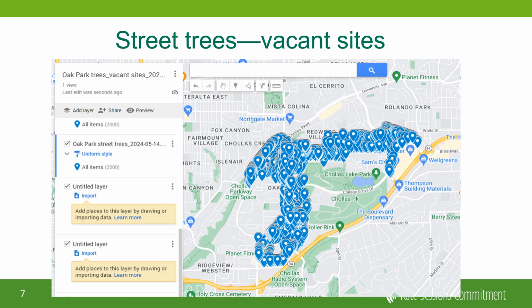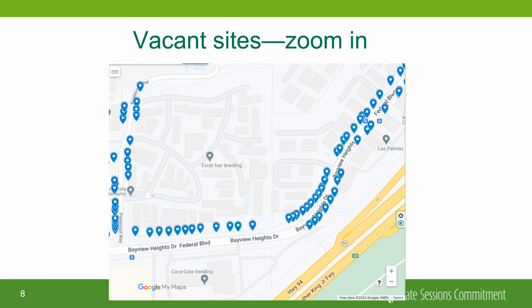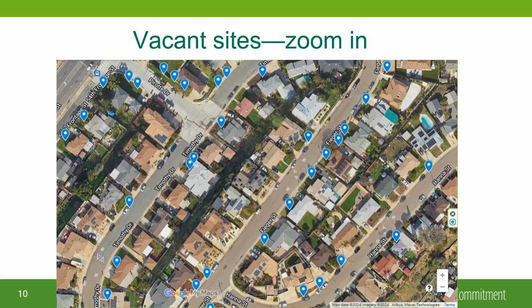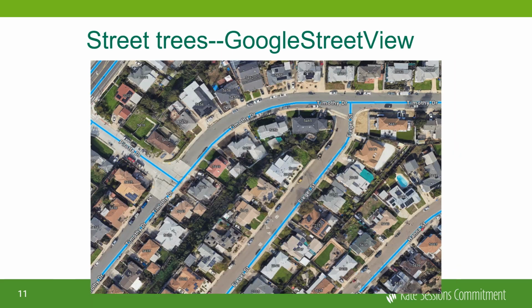Vacant sites were also marked by arborists collecting the street tree data as places where additional street trees could be planted. Zoom in to see where trees could be planted on individual streets and neighborhoods. Now look at the same streets in satellite view. Zoom in further to see where trees could be planted relative to the houses and front yards.